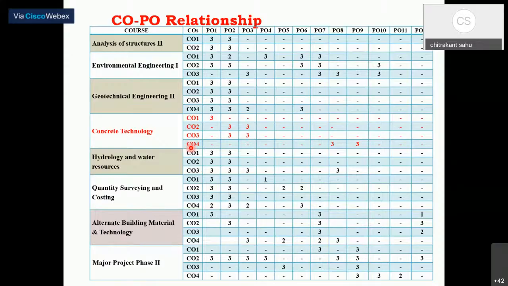So generally, program outcomes can be categorized in 3 parts. Okay, as I told, the first is knowledge, and second to fifth are skills, and then 6 to 12 are considered to be behavior. Okay.